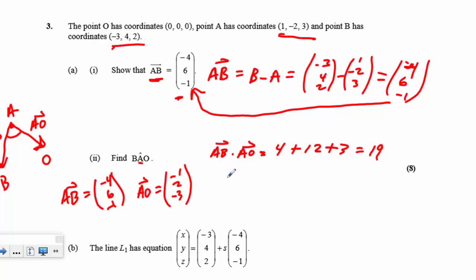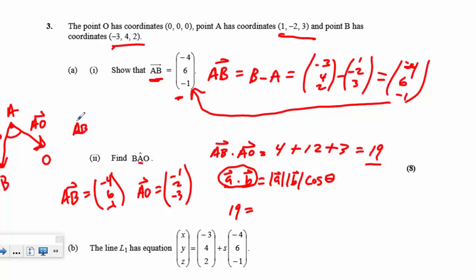Alright, now keep in mind we know the formula for a dot product of two vectors is equal to the product of the magnitudes of these two vectors times the cosine of the angle between them. I have now just found this part right here. I know this part right here is 19. Now I have to find the magnitudes of these two vectors. So now I have to find the magnitude of AB. How do you do that?